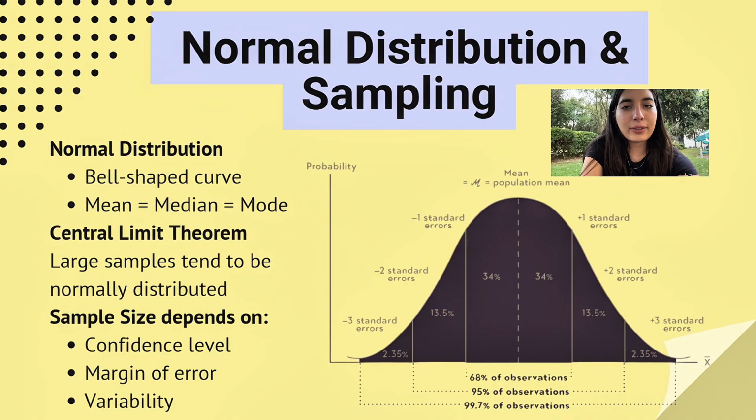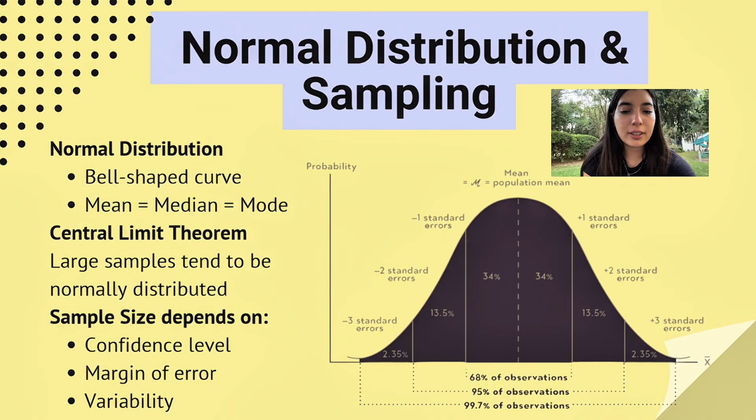Now, looking at the graph, the center represents the mean, and the curve spreads out on both sides. The percentages help us understand how the data is distributed. About 68% of the data falls within one standard deviation from the mean. Around 95% falls within two standard deviations, and about 99.7% falls within three standard deviations. This is known as the empirical rule, and it helps us understand how data behaves in a normal distribution.